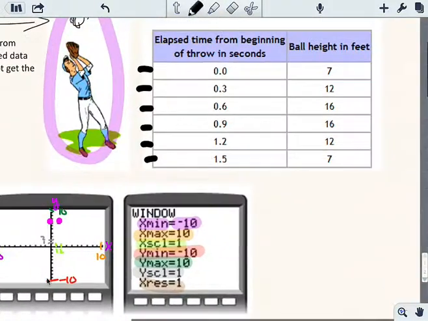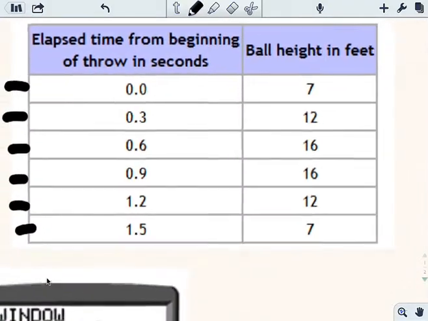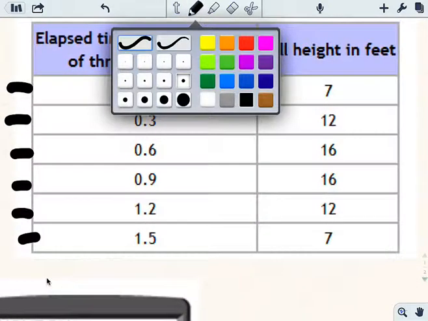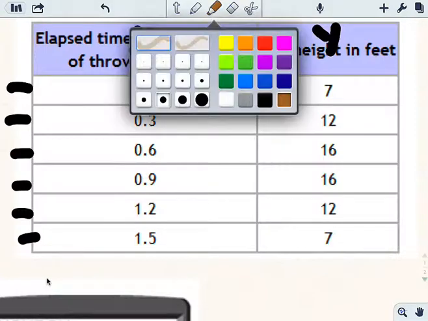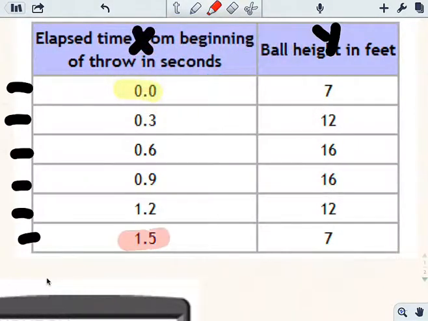So let's make some basic observations about our table before we regraph this. If you think about it in terms of the x min, x max, etc., here's the x and here's the y. So in terms of the smallest and largest values of x, the smallest value of x is right here. I'll highlight that in yellow. So there's our smallest value of x. Here's our biggest value of x.